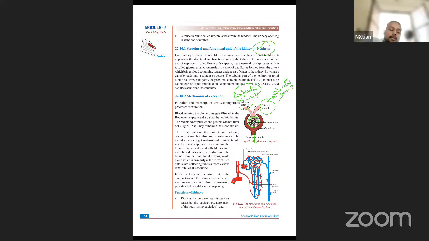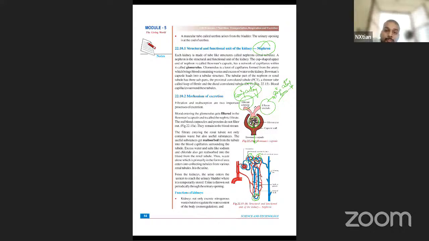Okay, so you can understand it like this. The tubule has three parts: the PCT, the proximal convoluted tubule, the loop of Henle, and the distal convoluted tubule, DCT. So this part is called the PCT. Then this is the loop of Henle, and this is called the DCT. Okay, understood? I'll erase this. This is the PCT, the proximal part. This is the loop of Henle, and this is the DCT.